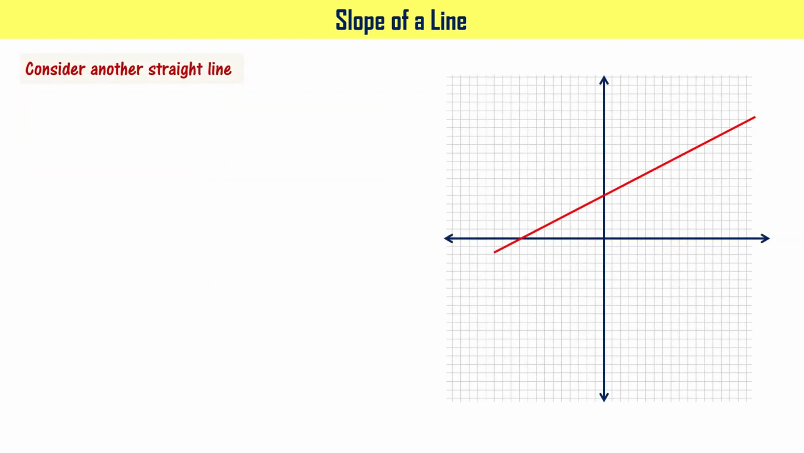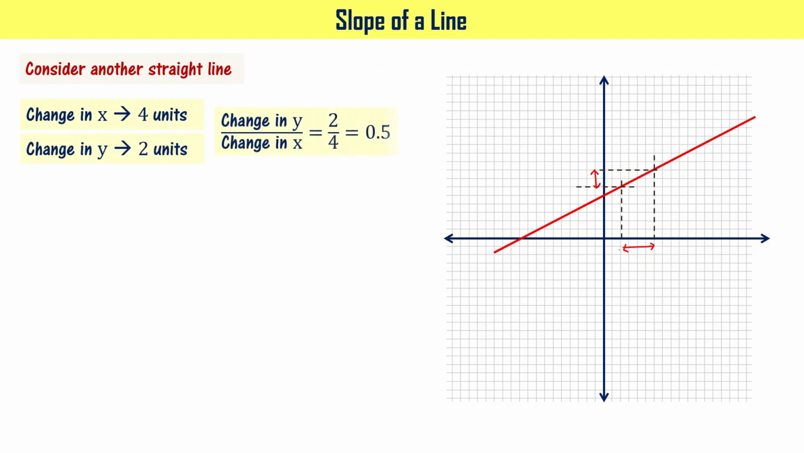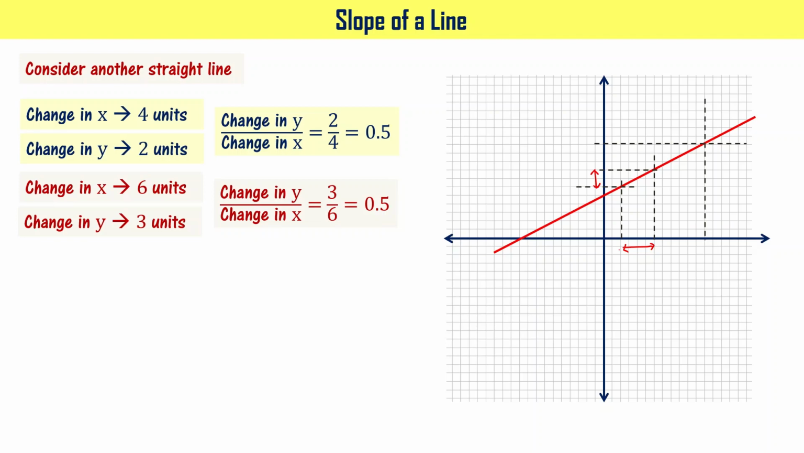Now let's consider another straight line, which is different from earlier one. I'm marking few points as earlier on this line. As you see here, the change in x is 4 units from here to here. Change in y is only 2 units, right? So their ratio is 2 by 4, that is equal to 0.5. If I mark another point, change in x is 6 units, whereas change in y is 3 units. You can observe that in figure. So change in y by change in x is 0.5.